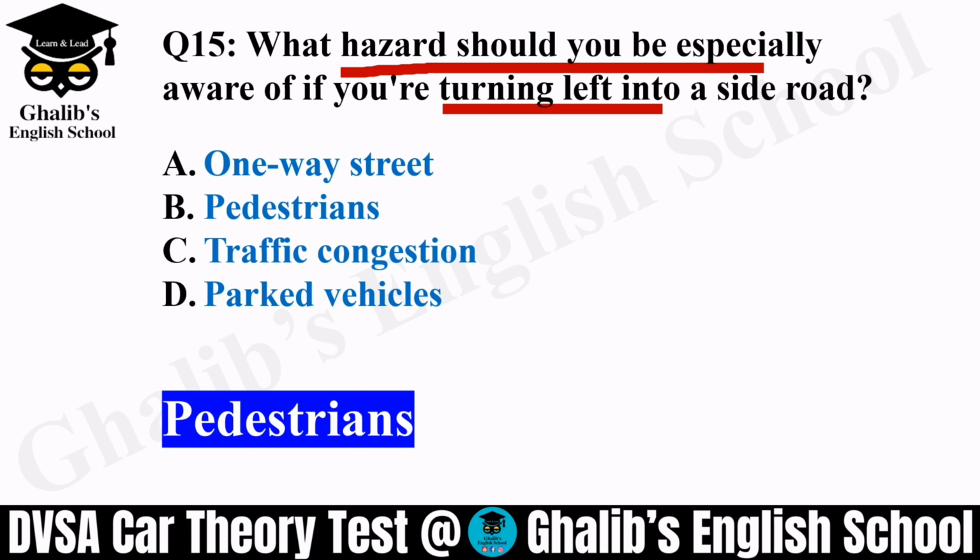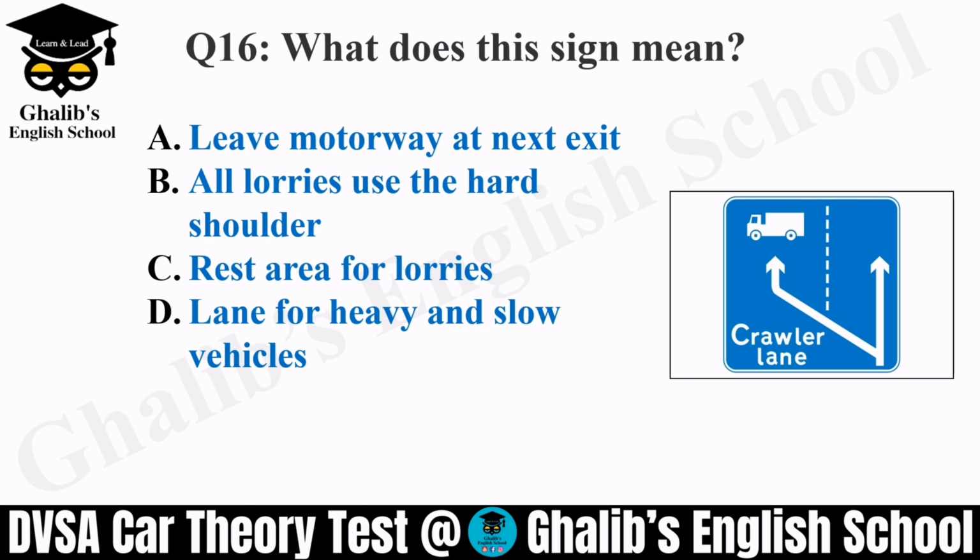Question 16. What does this sign mean? Now, you need to understand this sign clearly. This sign shows that the leftmost lane is used for the crawler lane. Crawler means these lorries are heavy and loaded, so they crawl. They move very slowly. That's why they call them crawlers. So this lane is separate for them. So you now need to go to the options and find out which one is suitable for this sign.